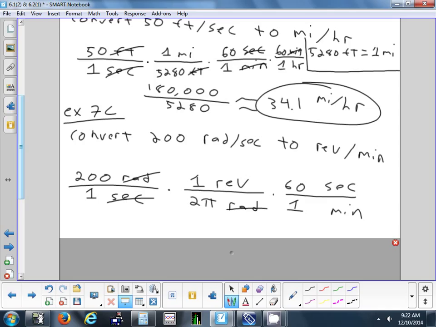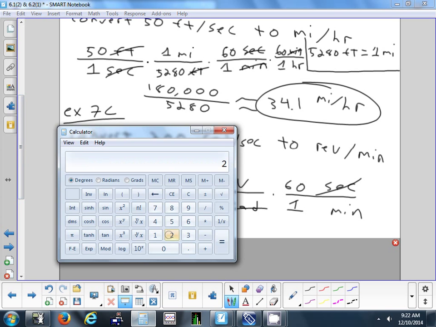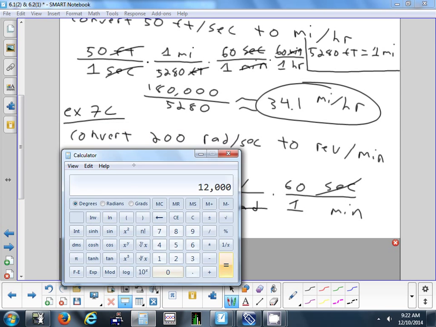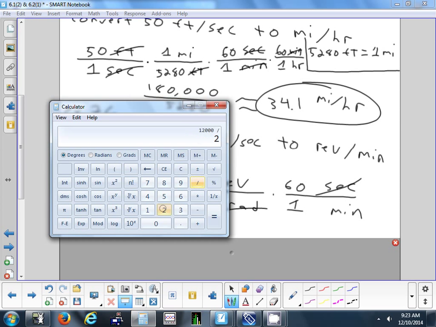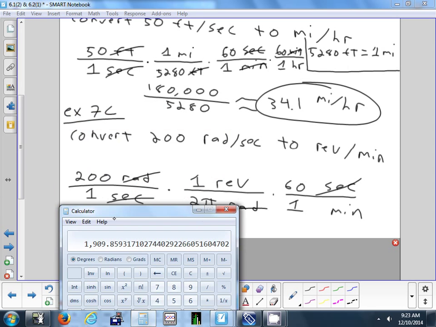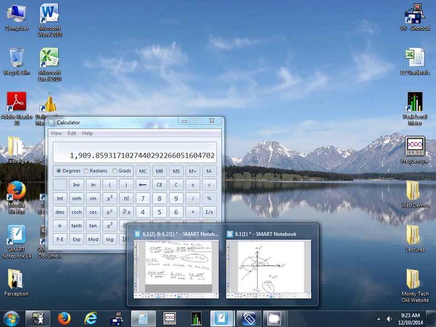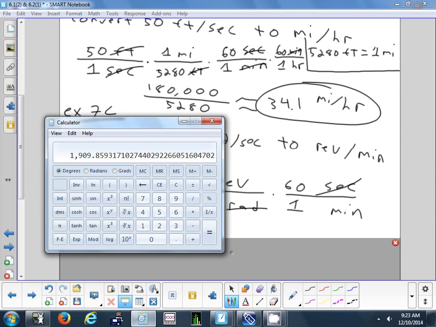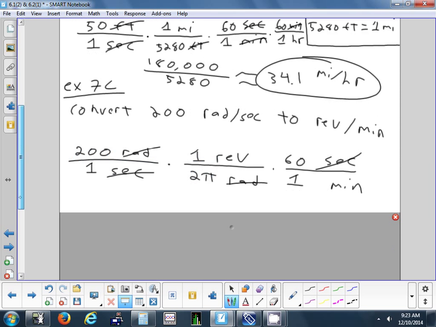So we've got seconds. So it's 200 times 60. And then divide by 2 pi. Divide by 2, divided by pi. 1,910. Let me just double check that. So we had 12,000, I think that's right, divided by pi and divided by 2. Yep. So 1,910 revolutions per minute.